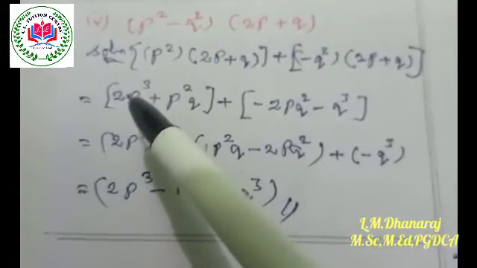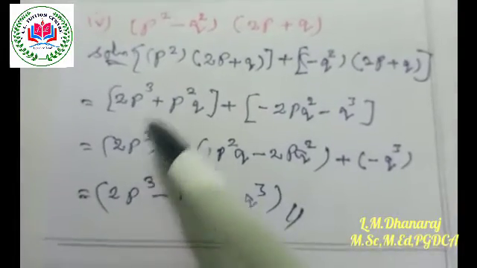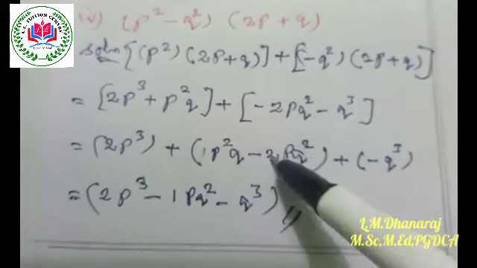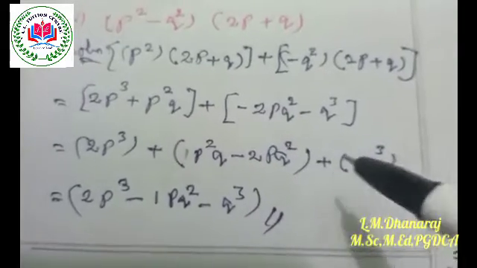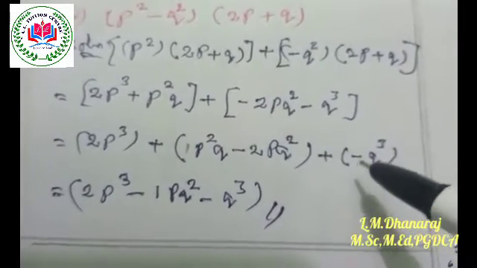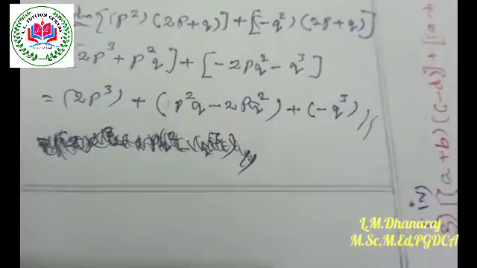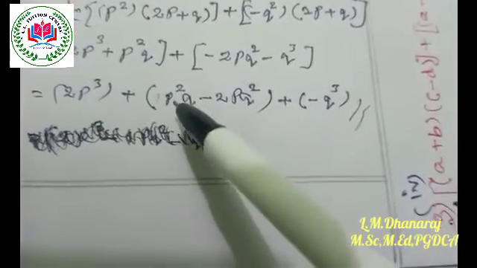So we have to group the terms now. 2p power 3 plus 1p square q minus 2pq square, then plus minus q cube. So the final answer is 2p cube plus p square q minus 2pq square minus q cube, is the final answer.